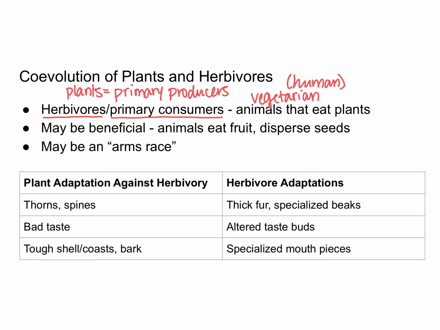Some plants have developed tough shells or coats, or things like bark on trees. But then there are other animals that have evolved specialized mouthpieces that allow them to break open a shell. Think about something like a parrot with a walnut, or they're able to rip the bark off to get to what's underneath it.